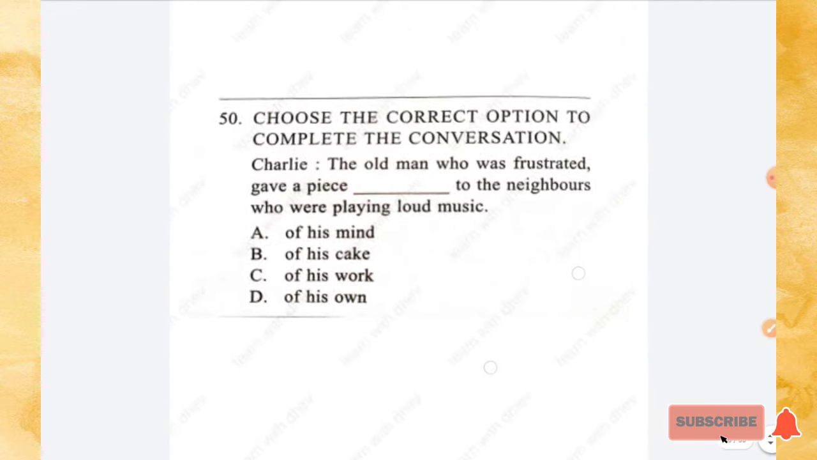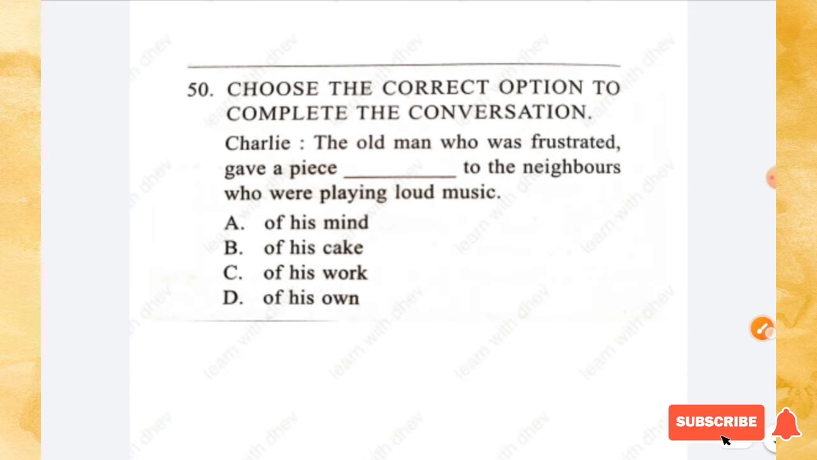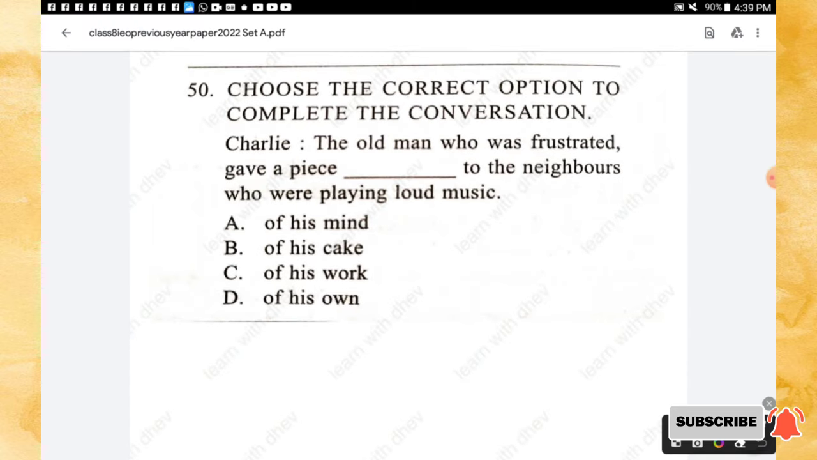Question number 50. Choose the correct option to complete the conversation. Charlie says, the old man who was frustrated gave a piece to be filled up to the neighbors who were playing loud music. Options are of his mind, of his cake, of his work, of his own. So the right answer is, the old man who was frustrated gave a piece of his mind to the neighbors who were playing loud music. Option A is the right answer.